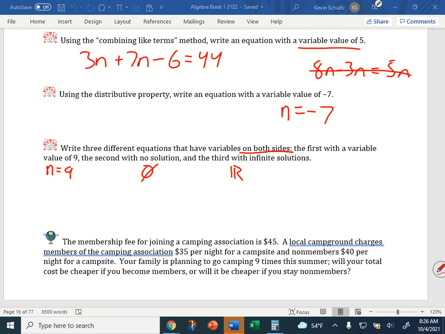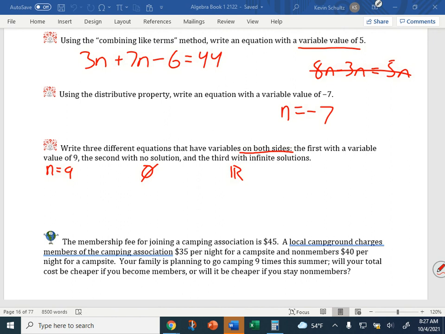Okay. Then finally, real world. The membership fee for joining a camping association is $45. A local campground charges members of the camping association $35 per night for a campsite, and non-members $40 per night for a campsite. So you pay $45 to be a member, and you get a cheaper campsite rental versus just showing up, and you have to pay a more expensive campsite rental. So if you're only going camping one time, would it behoove you to become a member? No, because you're paying a lot more. If you're going 50 times, should you become a member?